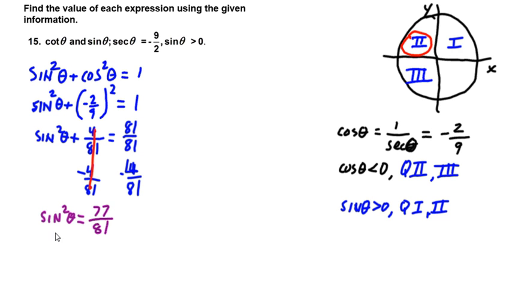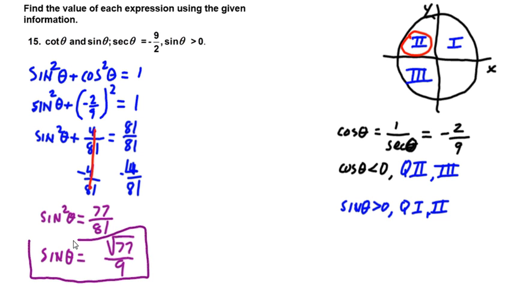And then taking the square root of both sides, we're going to have sine theta is equal to the square root of 77 in the numerator. In the denominator, we'll have the square root of 81, which is 9. And sine theta is greater than 0, so that's going to be a plus. So we don't have to add a negative sign there. We can just leave this answer as is. And then we are going to find the cotangent next.